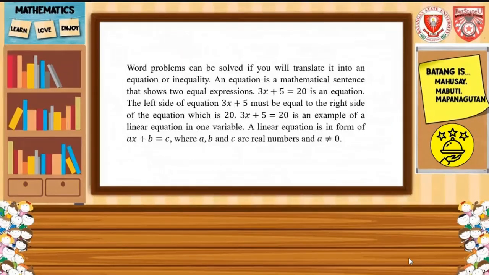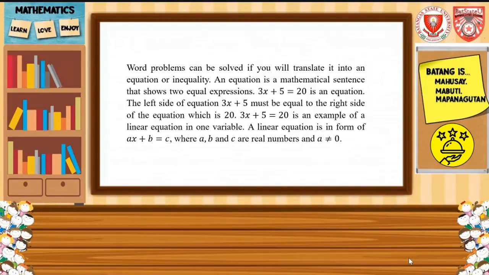A word problem can be solved if you translate it into an equation or inequality. An equation is a mathematical sentence that shows two equal expressions. Let us give an example: 3x plus 5 is equal to 20 is an equation. The left side of the equation, 3x plus 5, must be equal to the right side, which is 20. This is an example of a linear equation in one variable.